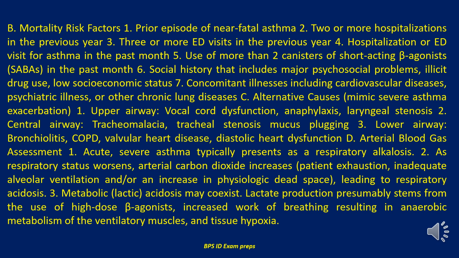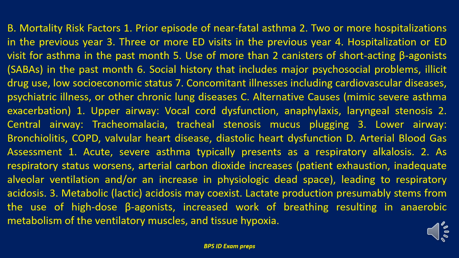Use of more than 2 canisters of short-acting beta agonists, abbreviated as SABAs, in the past month. 6. A social history that includes major psychosocial problems, illicit drug use, and low socioeconomic status. 7. Concomitant illnesses including cardiovascular diseases, psychiatric illness, or other chronic lung diseases.